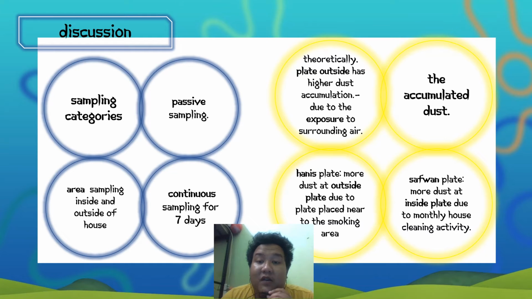The placement is also important, as Honey's plate is placed near the smoking area, where dust usually comes from cigarette ashes. However, Safwan's result shows that the inside plate has more dust. This is due to the monthly cleaning activity that makes the dust easily travel around, thus sticking around the inside plate.